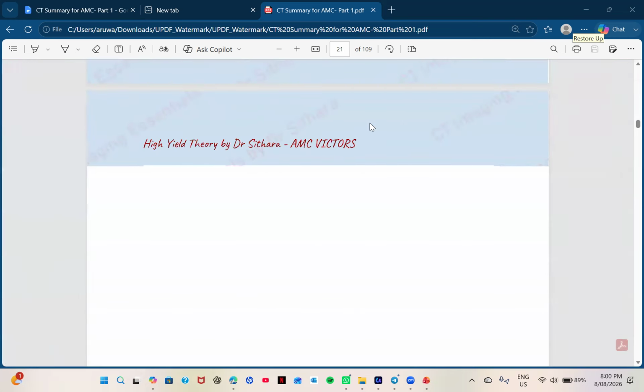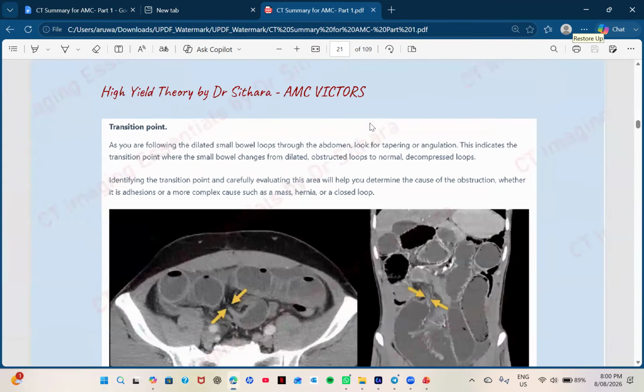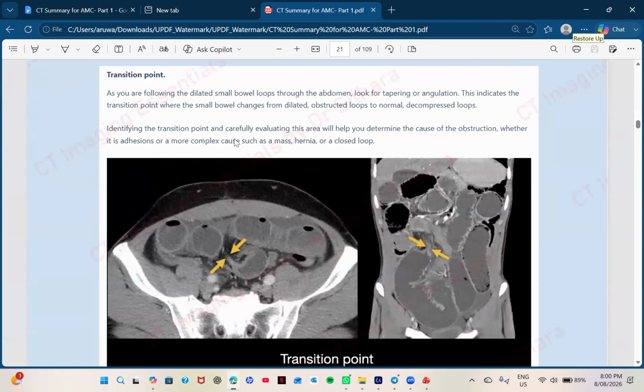And they have mentioned the transition point. As you follow dilated small bowel loops through the abdomen, look for tapering or angulation. This indicates the transition point, where the small bowel changes from a dilated obstructed loop to a normal decompressed loop, right?